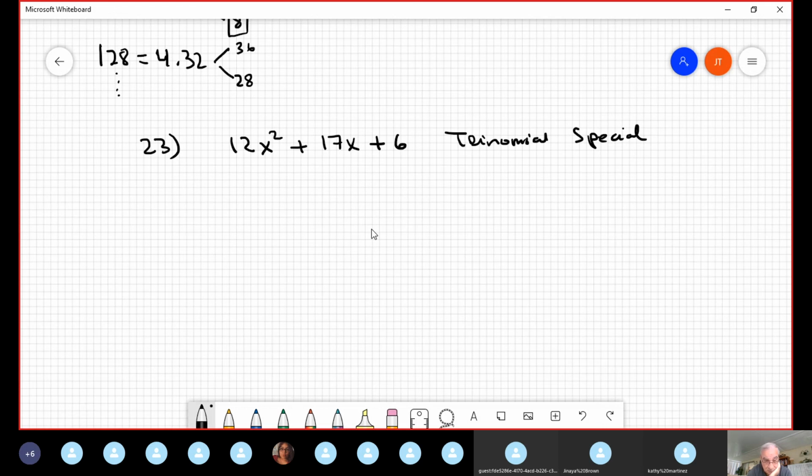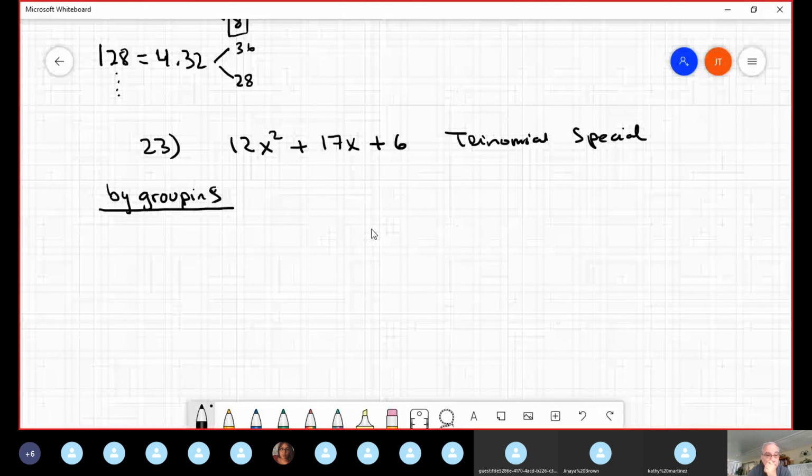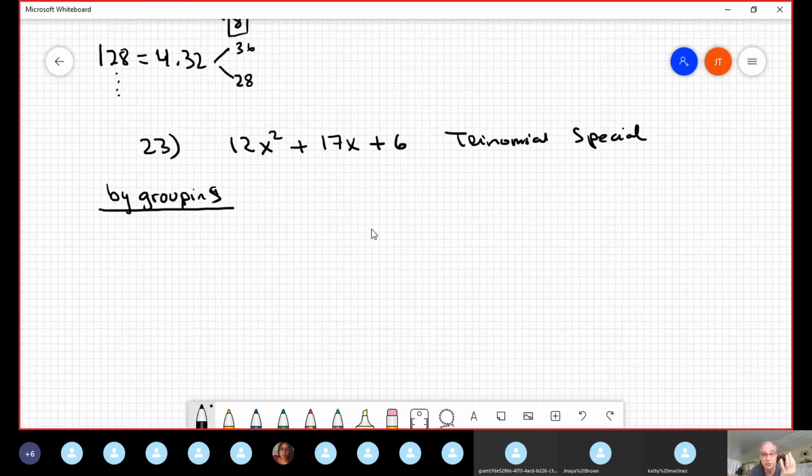The first approach is by grouping. But you say, well, professor, grouping you apply when you have 4 terms. Okay. In this case, we have 3. And the other is try and error. What's best? Depending on the problem. Sometimes it's best try and error. Sometimes it's best grouping. Depending on the numbers, depending on the example.